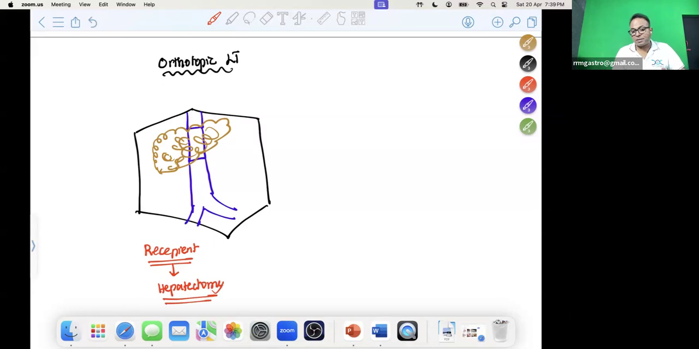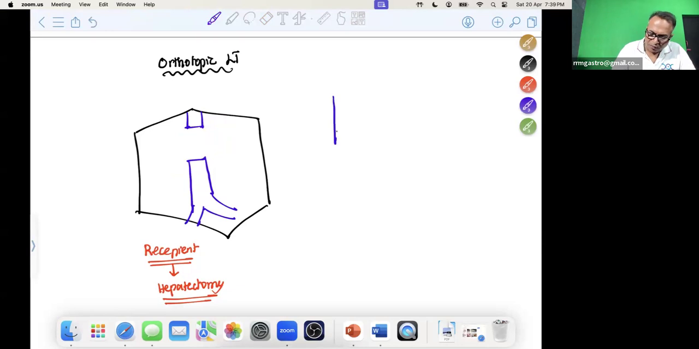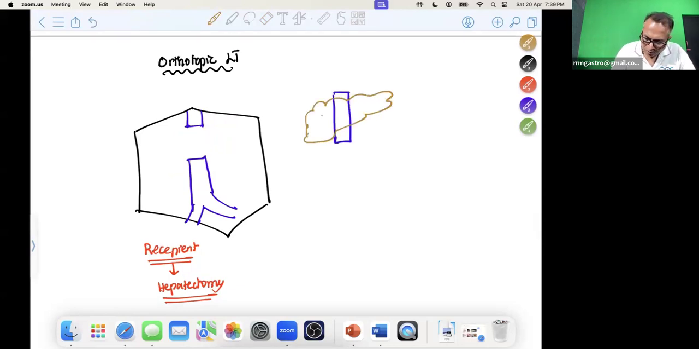The toughest step is going to be the recipient hepatectomy, in which we remove the IVC along with the liver like this. So the easiest is to remove the IVC along with the diseased liver. Now I have removed the recipient's diseased liver with the IVC.